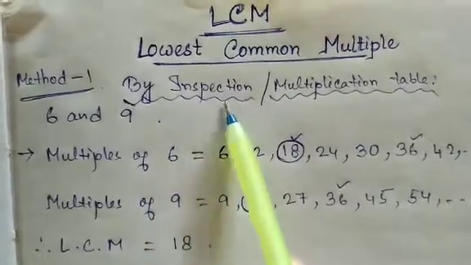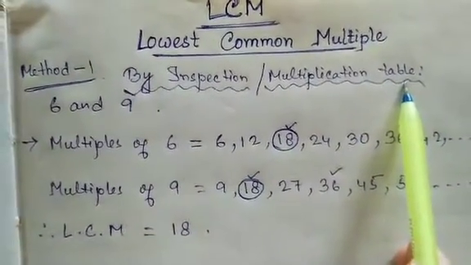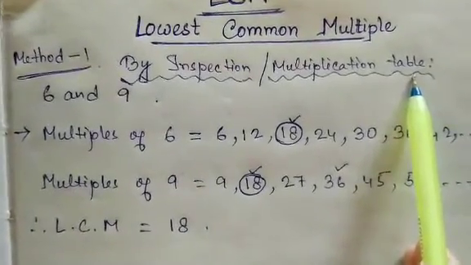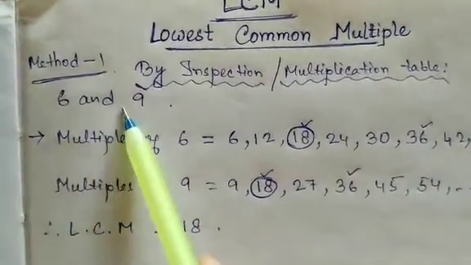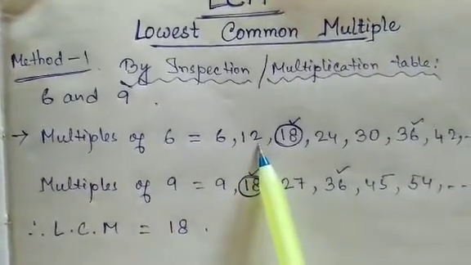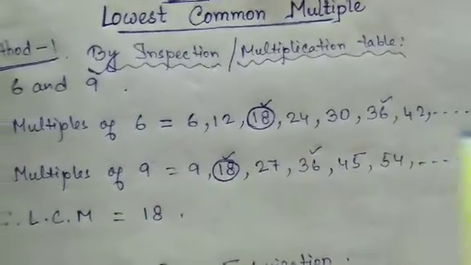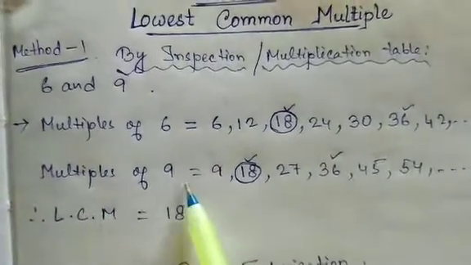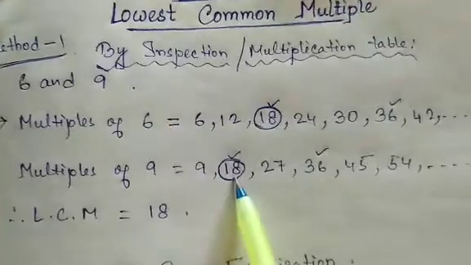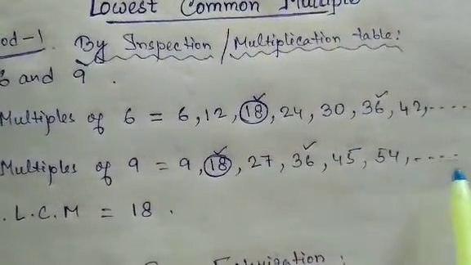Method 1, by inspection or by multiplication table. This is a very easy method. Just write the multiplication table. Suppose 6 and 9. So what are the multiples of 6? 6 ones are 6, 6 twos are 12. In this way, 18, 24, 30, 36, 42 and so on. Similarly, multiples of 9 are 9, 18, 27, 36, 45, 54 and so on.